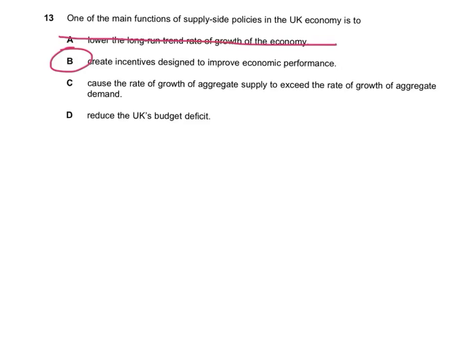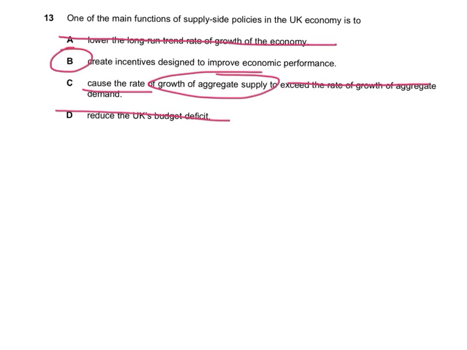Cause the rate of growth of aggregate supply to exceed the rate of growth of aggregate demand. They might increase the rate of growth of aggregate supply, but there's no guarantee they'll exceed the rate of growth of demand, so that's wrong. And reduce the UK budget deficit, that's obviously wrong, because supply side policies are expensive, so that would increase the budget deficit.